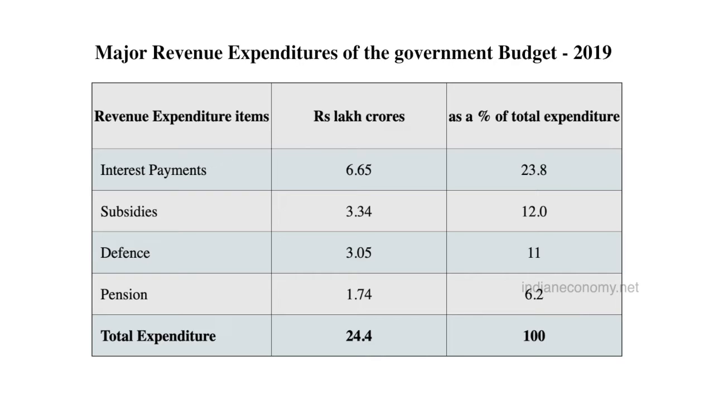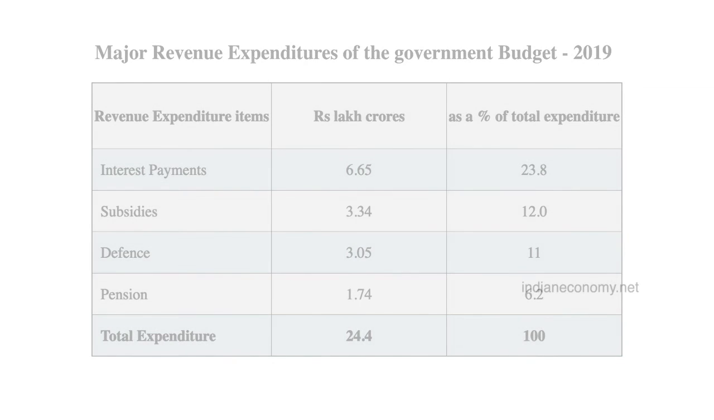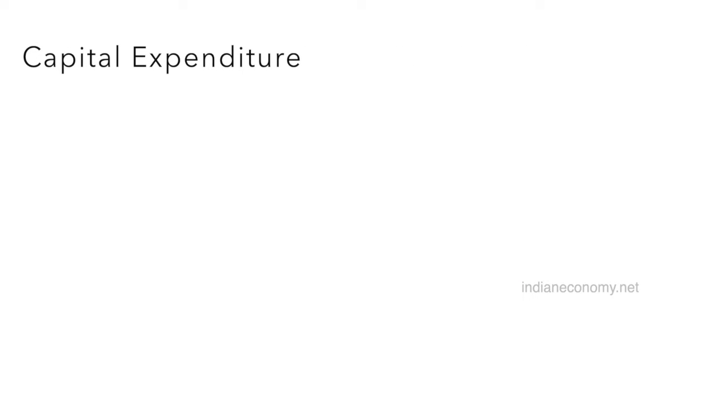Next comes subsidies, that is around 3.34 lakh crore rupees, including food subsidies, fertilizer subsidies, interest subsidies, petroleum subsidies, etc. That is around 3.34 lakh crore rupees, or 12% of the government's total expenditure. Okay, and third is the defense expenditure. Fourth is the pension. So these are the different types of revenue expenditures and their respective shares in the total government expenditure.